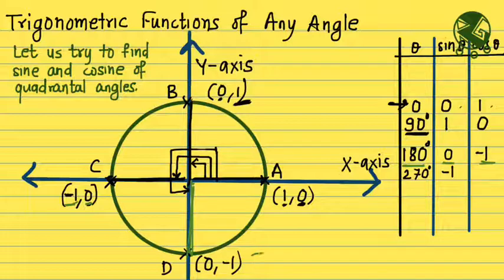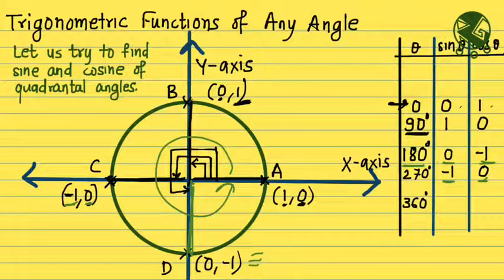So this coordinate should be equal to cos 270, sine 270. So this is cos 270 = 0 and sine 270 = minus 1. At 360 degrees, we are again coming back to 0, right? That's why it is again 0. So for 360 degrees we have 0 and 1, right? And it can be repeated.